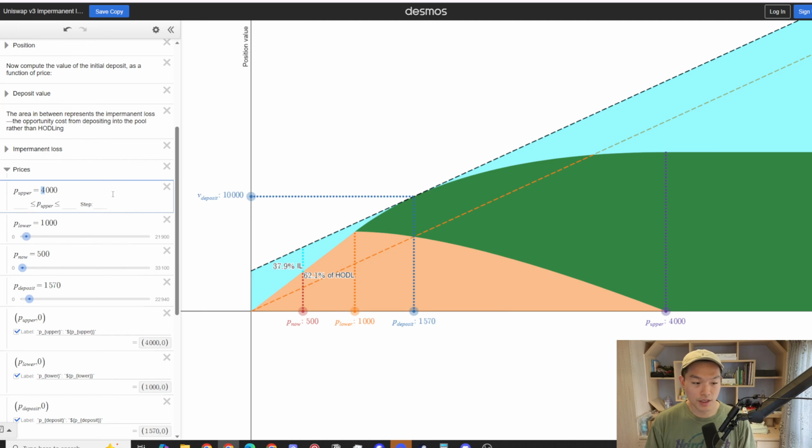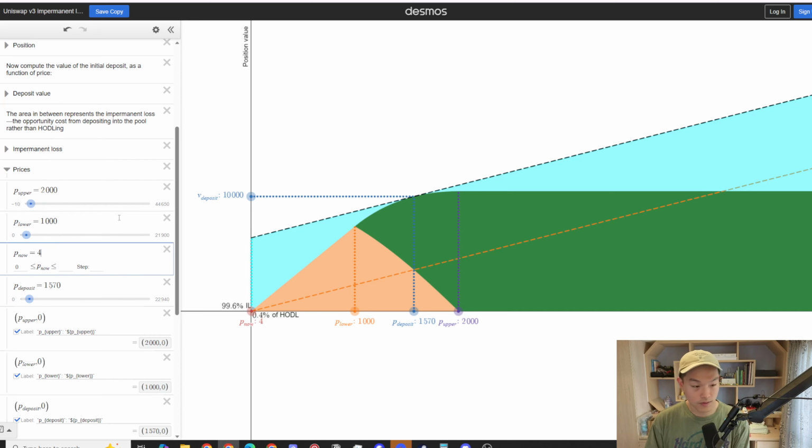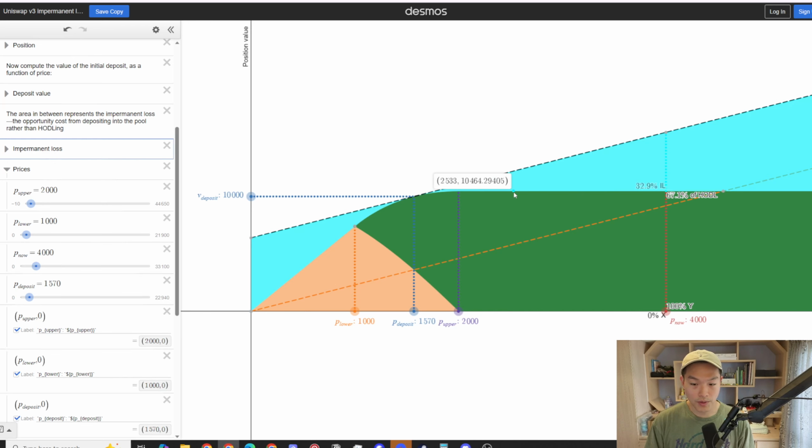But when people set, let's say, the upper range at 2,000, right? Ethereum drops to 500, you can see the impermanent loss jumps to 51%. And let's say the price jumps to 4,000, right? And again, you're going to get a lot of impermanent loss on the upside as well. So you could compare here, if you click with this tight range, right?